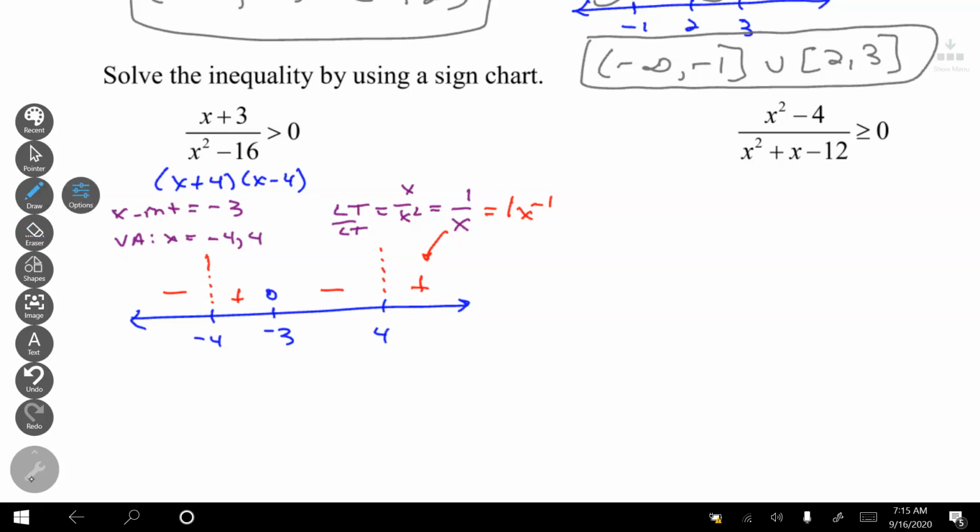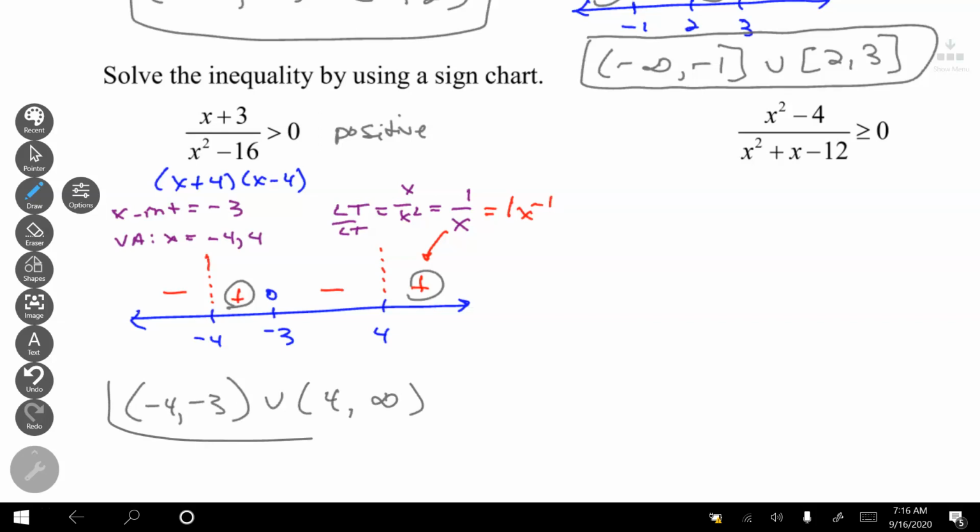And then what do I want? I want the positive results. The positive results. -4, -3, union 4 to infinity.